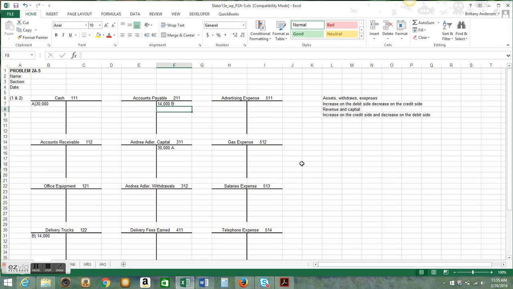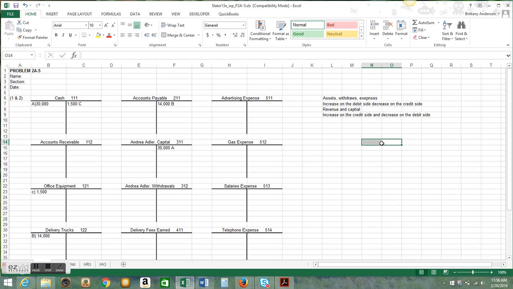So letter C, we purchased office equipment with cash. What is happening? Again, I'm purchasing office equipment with cash. Office equipment is an asset, increasing on the debit side. So for letter C, I am going to increase my office equipment by $1,500. I'm going to decrease my cash by $1,500. That goes on the credit side based on my rules over here. I'm going to decrease on the credit side.